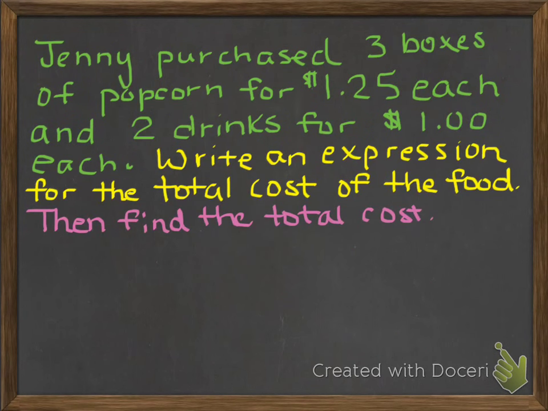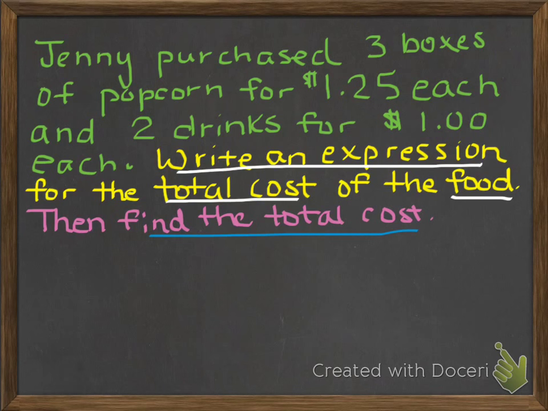And our last example here says, Jenny purchased 3 boxes of popcorn for $1.25 each and 2 drinks for $1 each. So it says write an expression for the total cost. So first we're going to write an expression for the total cost of the food. Okay, so this means we have all the information. And then it says find the total cost. So this is also going to be a 2-part problem.